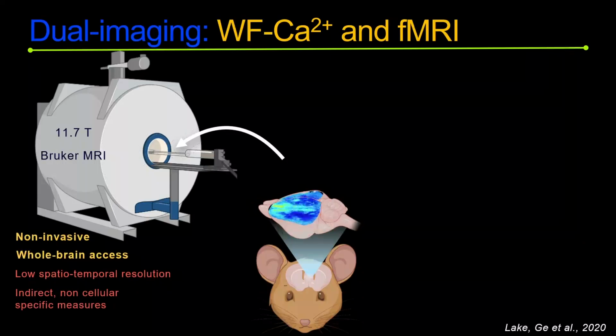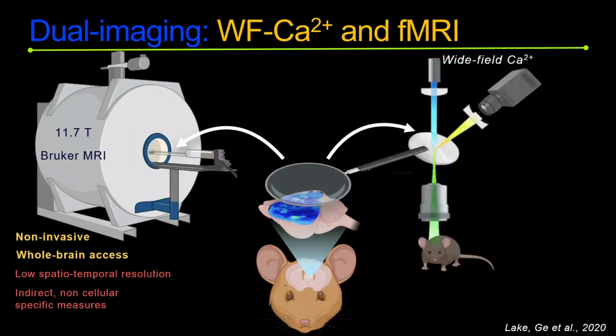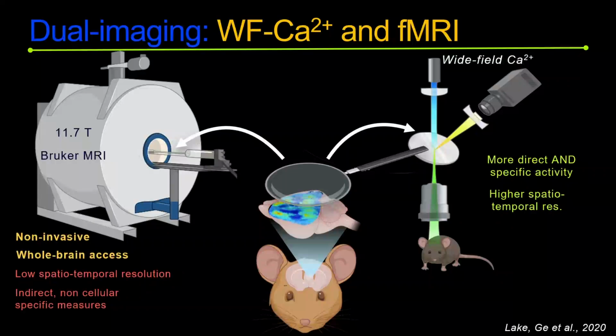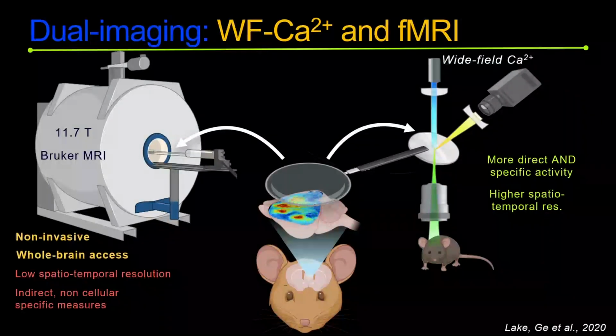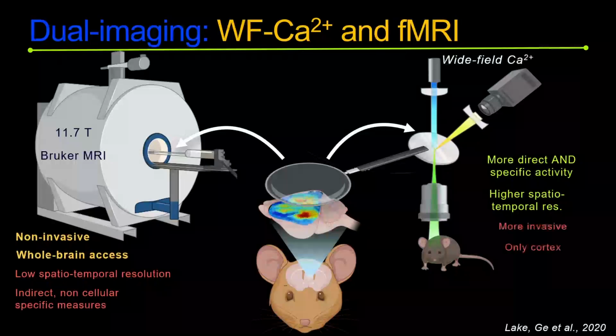This is why in the mouse we can go a little deeper in resolution, and we can combine fMRI with wide field calcium imaging, which gives us more direct information on neuronal activity, especially because we can label one specific cellular population and extract that signal only. Of course, this methodology is more invasive and therefore is only applicable in animals.